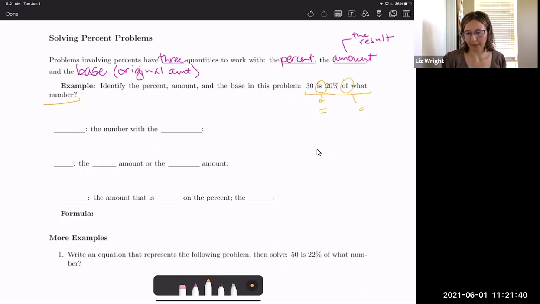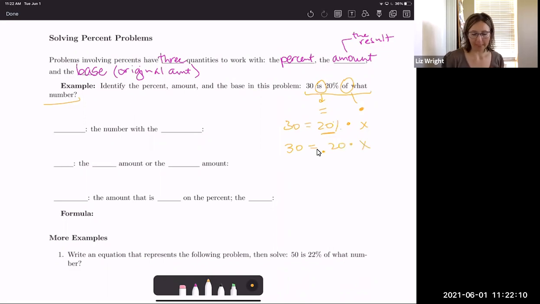"Of" is typically multiplication. So now knowing that, let's write it out. 30 is 20% of what number? I'm going to put an X in there. And not only do we have to remember that the "is" equals and the "of" is multiplication, but we need to change this into decimal form before we put it into our calculations. So it's going to be 30 is 20% of what number?